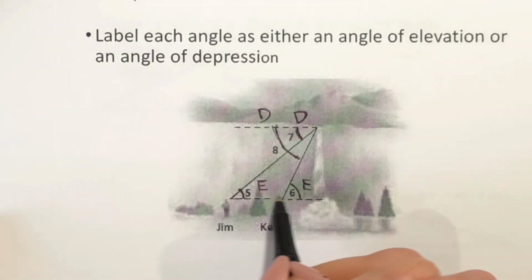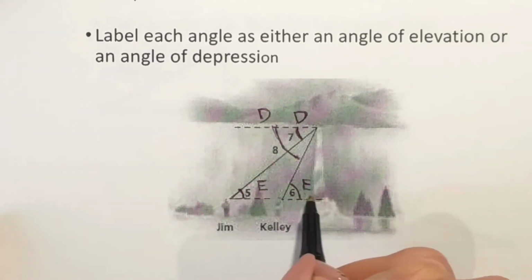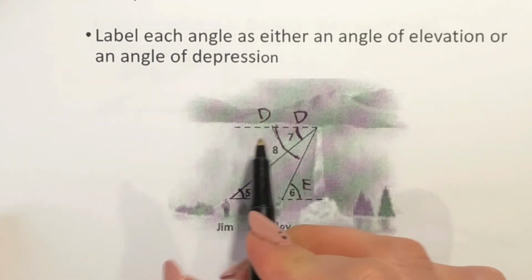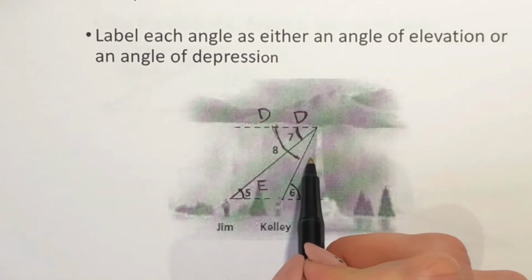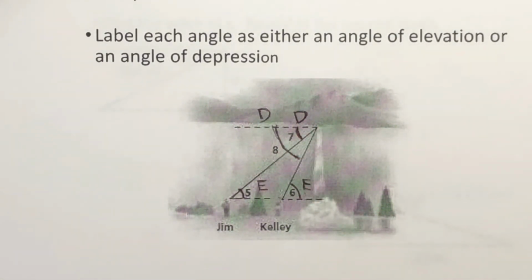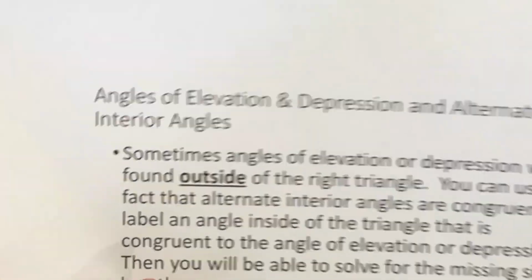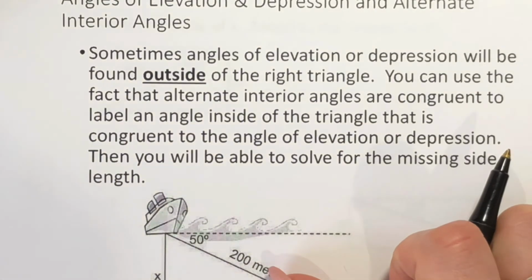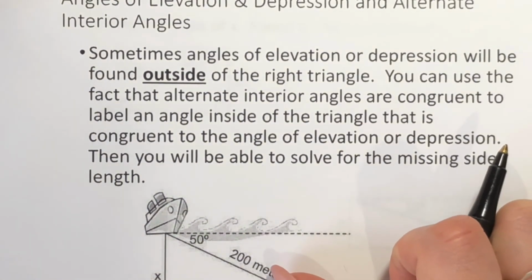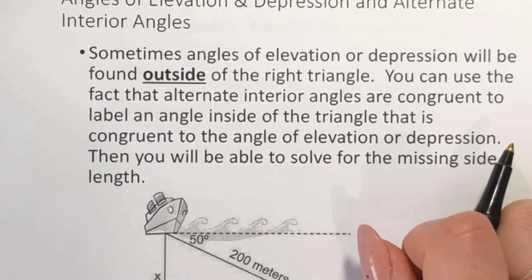So angle of elevation is where that horizontal line is on the bottom and you're looking up to something. And an angle of depression is where that horizontal line is at the top and your angle is coming down. Okay. So before we get to looking at some more examples, angles of elevation and depression can sometimes have angles on the outside.